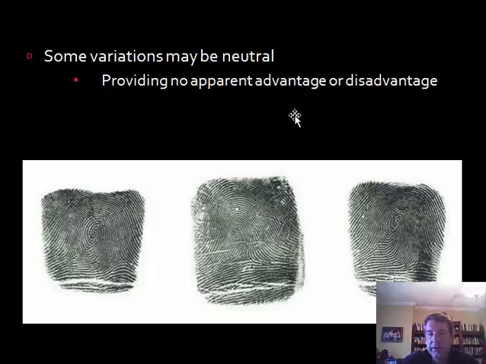Your book uses this example here of fingerprints. So we see in the human population lots of variation there. Every individual has a different fingerprint. But there's really no survival benefit to that. And so sometimes in nature, we see this in plants and animals, there'll be some benefit for survival, but other times it's just part of the design of nature and we don't really see any benefit to it.